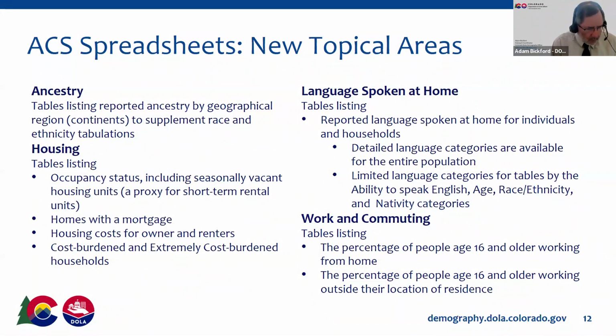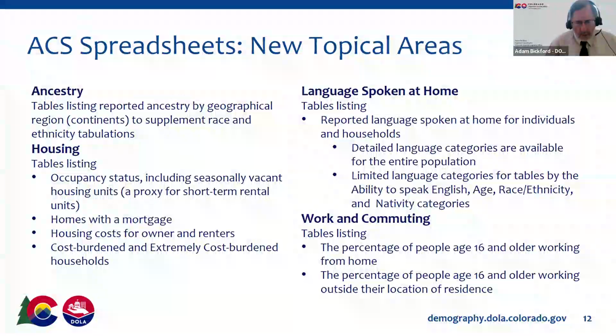We have information about homes with a mortgage, about housing costs for renters and owners, and information about cost-burdened households. Now, we've also gotten a lot of questions about language, and we have tables for language spoken at home for individuals and households. And when we just have the summary of those languages, we have detailed categories. For example, we have listings of people who reportedly speak Chinese, those who speak Korean, those who speak Japanese, those who speak a Filipino language.